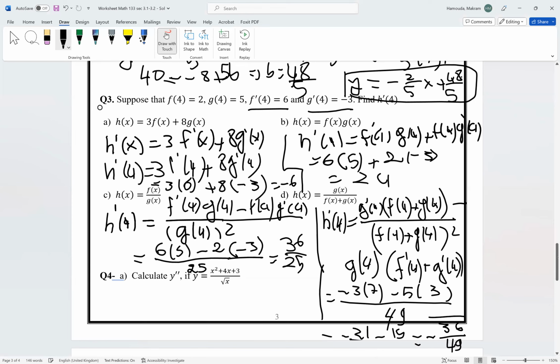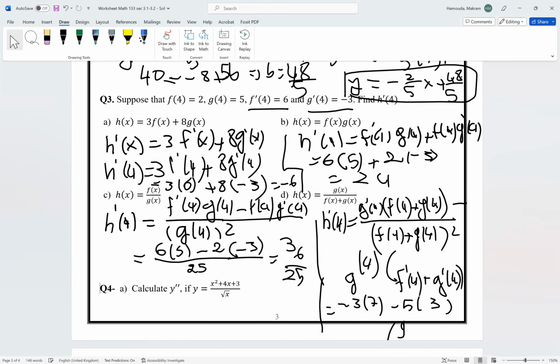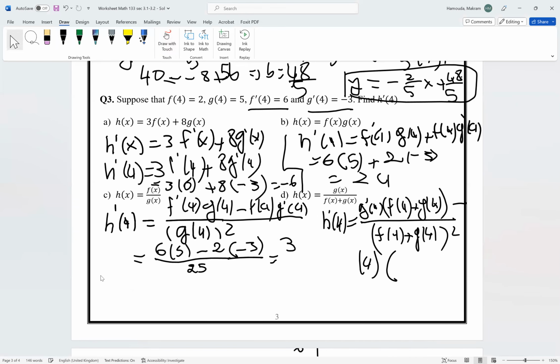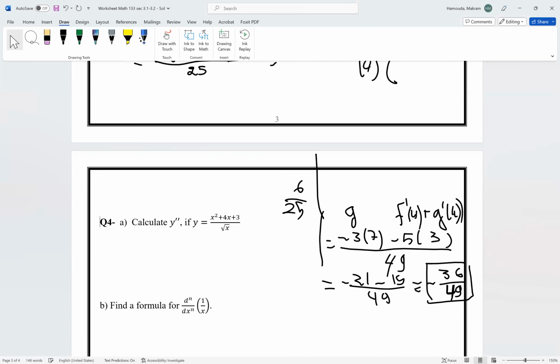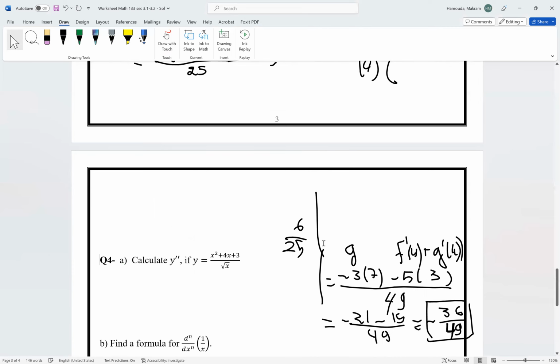That's the final answer. We cannot simplify because there is no common factor between numerator and denominator. Okay. Now I will continue with the example question 4. Okay, so here, now this.